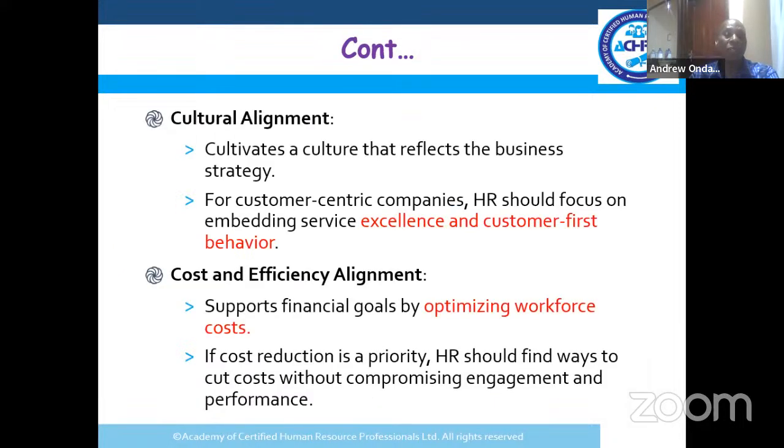The other aspect is cultural alignment. Culture, like any other organic element, evolves or can be changed over time.